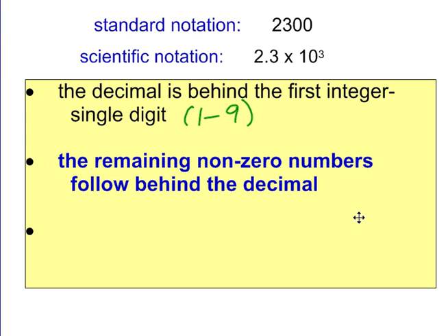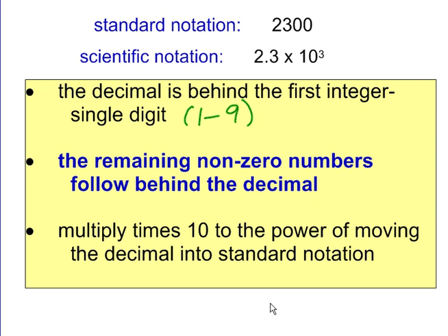The remaining non-zero numbers are going to follow behind the decimal. So we can see that the number 3 is used, and that's going to be followed by these extra zeros. This is where scientific notation comes in. We get to drop those and not use them in the decimal part of scientific notation. Then we're going to multiply times 10 to the power, moving the decimal back into standard notation.